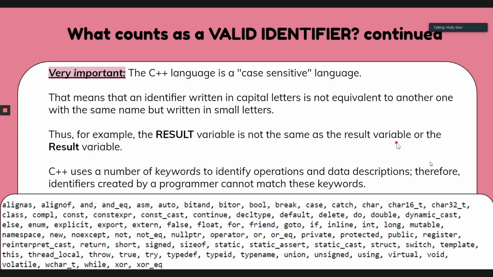So it's really important to know what the differences are between capitalizing your letters and not capitalizing your letters. You as a programmer have to be careful about that. And this last one just basically says, what's the list of keywords?